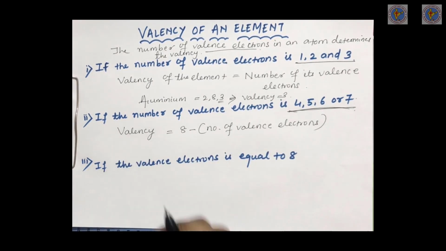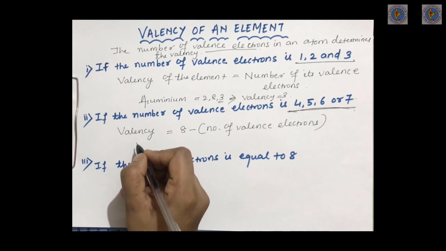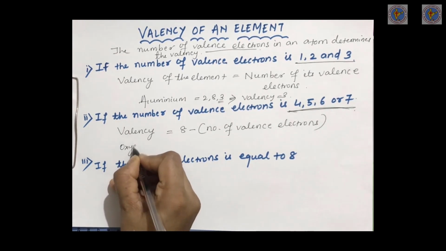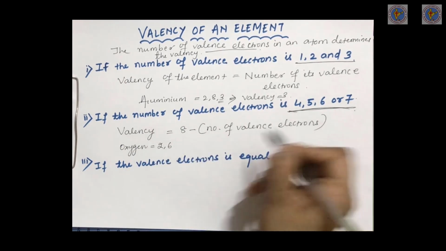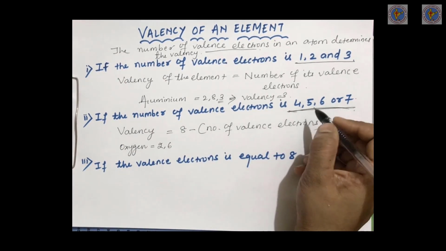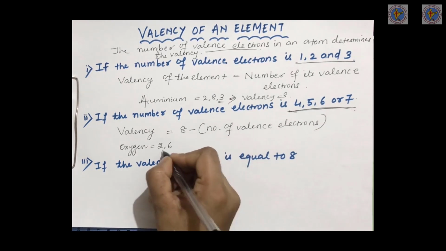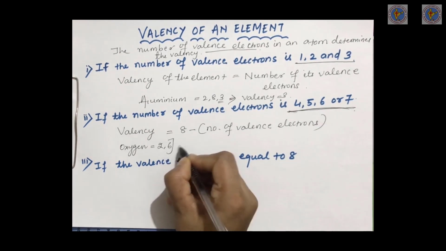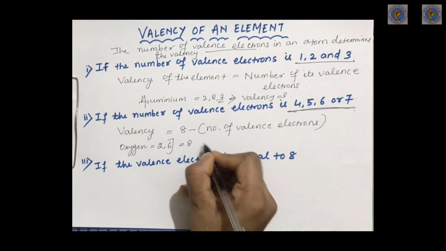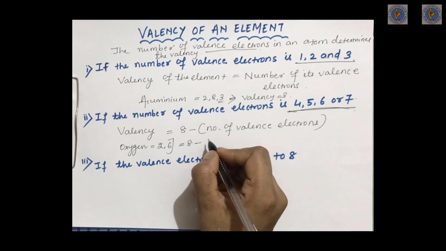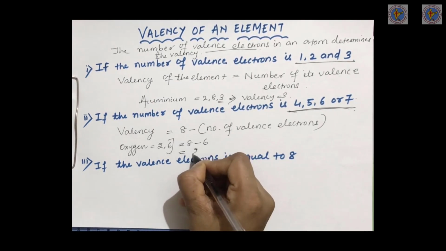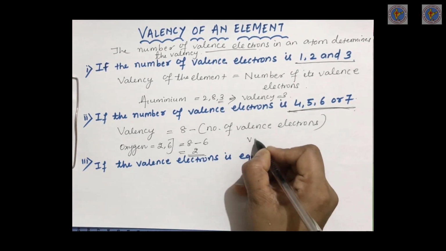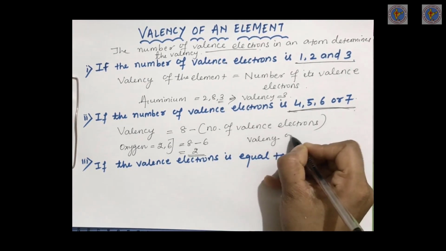Let us consider one example, oxygen. What is the electronic configuration of oxygen, children? 2, 6. That means it is coming under the second rule. So how can we find the valency? Here valency can be found by subtracting 6 from 8. So 8 minus 6, that is 2. So valency of oxygen is 2.